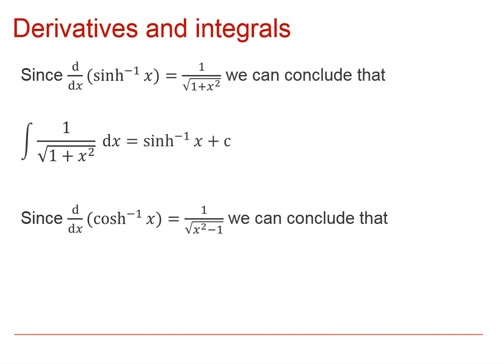And likewise, since we know what the derivative of inverse cosh of x is, we can deduce that the integration of 1 over the square root of x squared minus 1 with respect to x is inverse cosh x plus c. Don't forget the constant of integration.